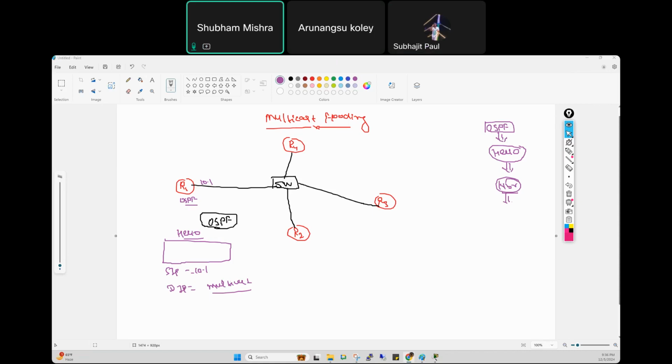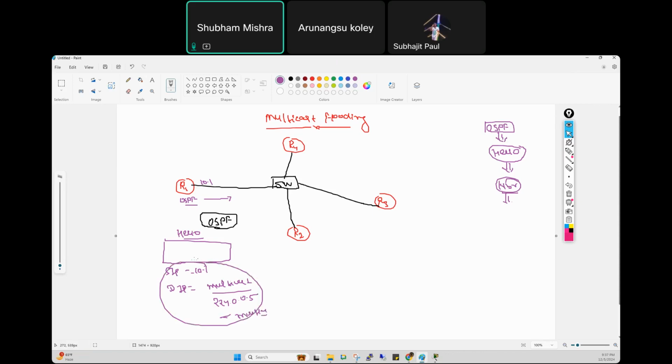What do you mean by multicast? Who can tell me? That address could reach every device. Okay, I'm just telling you the basic thing. When this router generates the OSPF packet, the destination IP address will be multicast, 224.0.0.5. That will be the destination IP address, and that is called multicast IP.